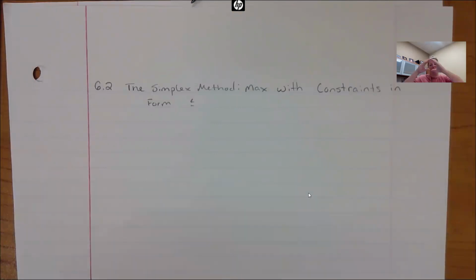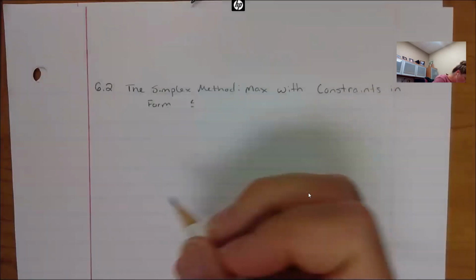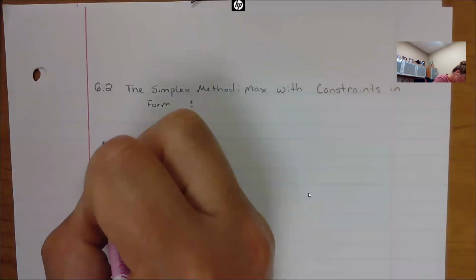This isn't our traditional less than. Graphically, I have some kind of bounded region, and somewhere in there, probably on the edges, on the corner points, is our maximum or our solution. So if we talk about our maximum, this is the first question that I'm going to walk through.